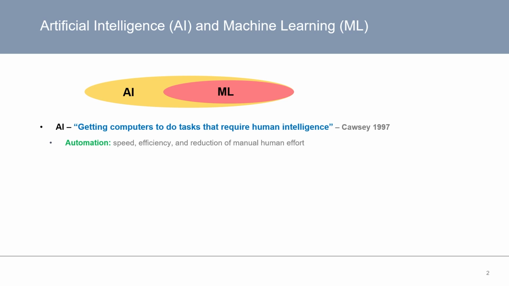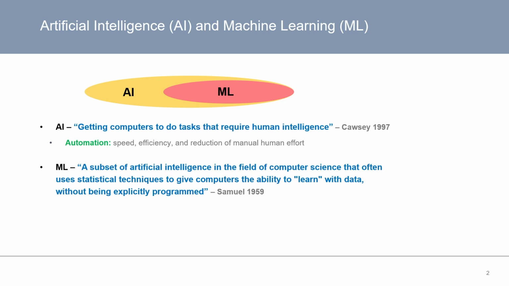Artificial intelligence broadly focuses on automation to improve speed, efficiency, and generally serve to reduce manual human effort in various tasks. On the other hand, machine learning has been defined as a subset of artificial intelligence in the field of computer science that often uses statistical techniques to give computers the ability to learn with data without being explicitly programmed.